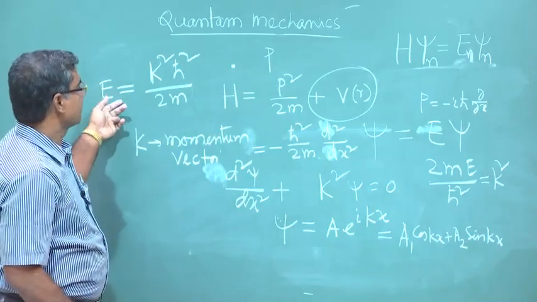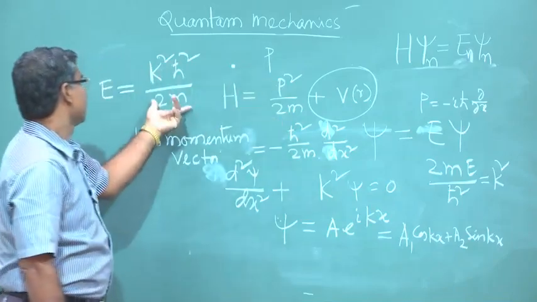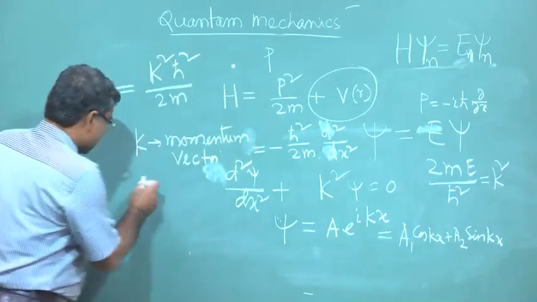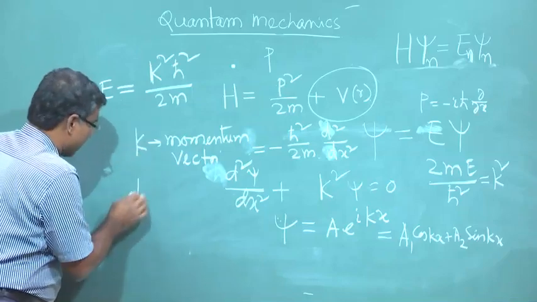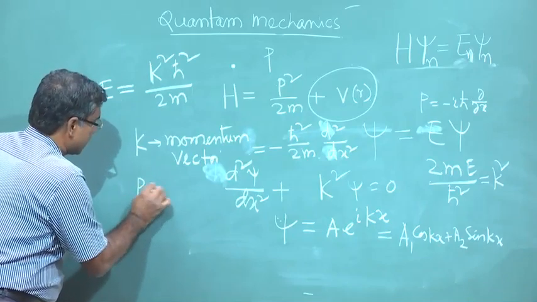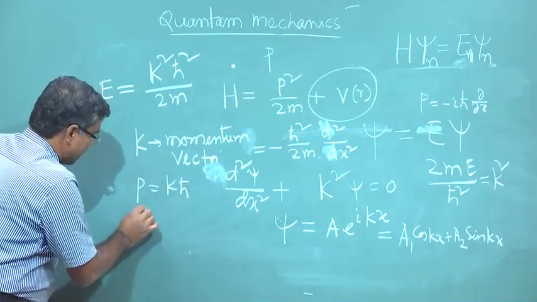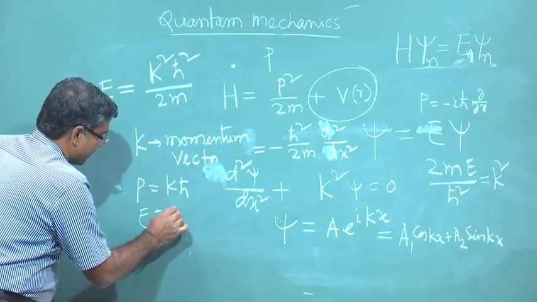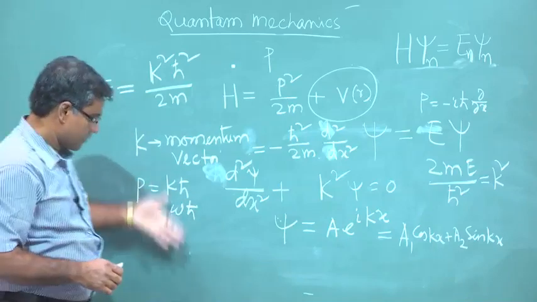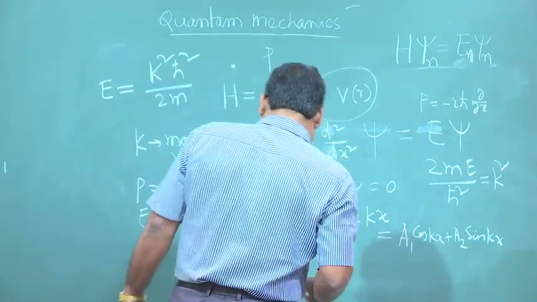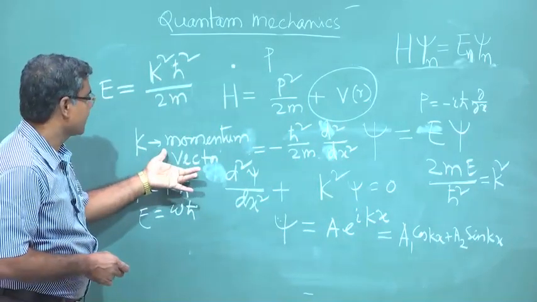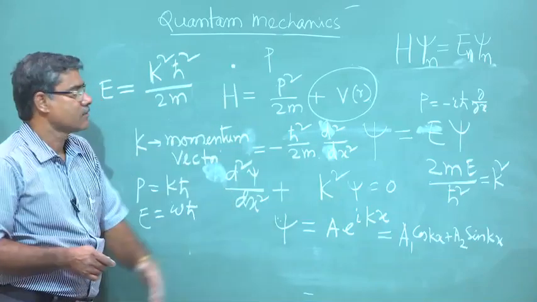Because energy E, you know, is basically p square by 2m, equivalent to p square by 2m. So k h cross is p. So that, you know, probably earlier I have discussed this, p equal to k h cross and energy E equal to I think omega h cross, okay. So this is the standard relation. So this momentum vector. So this way one can proceed.